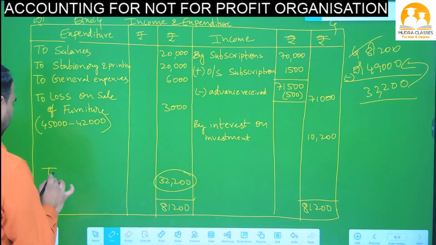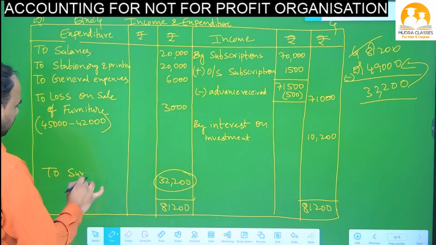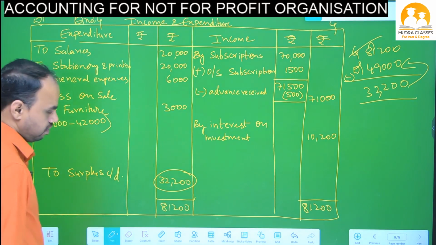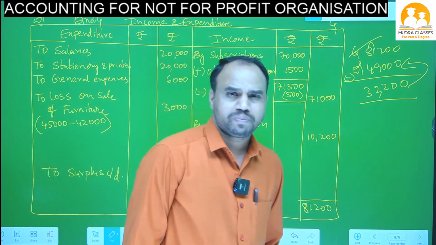This is called surplus. This is called what, beta? Surplus. Surplus carried down. Surplus is nothing but net profit.